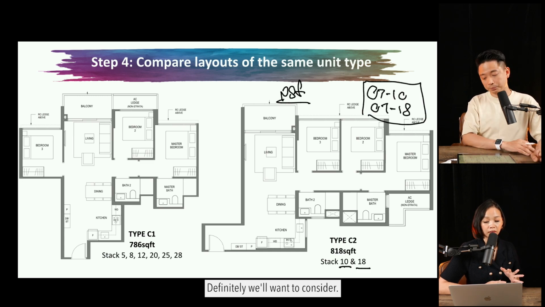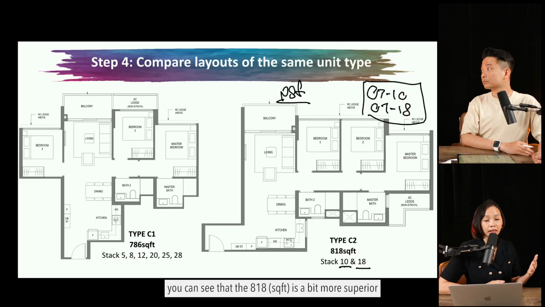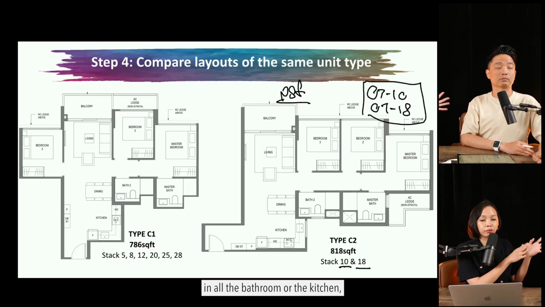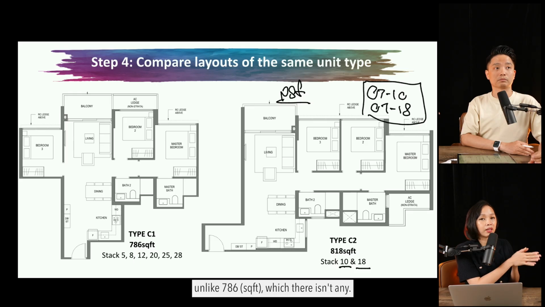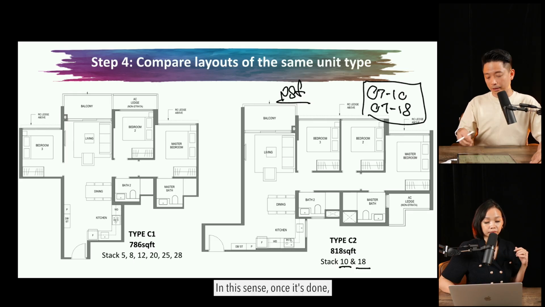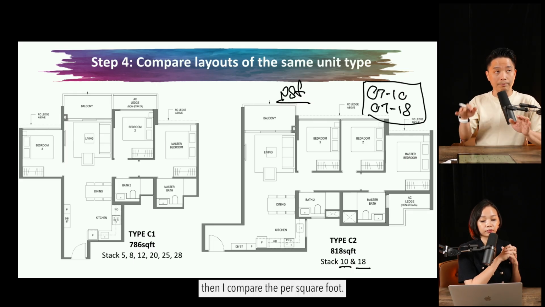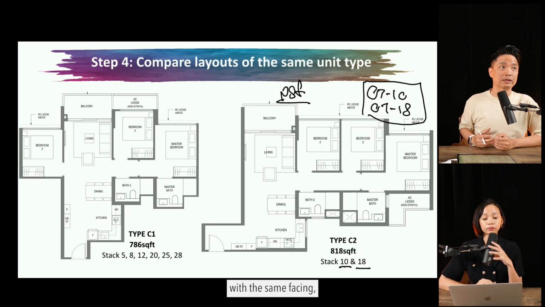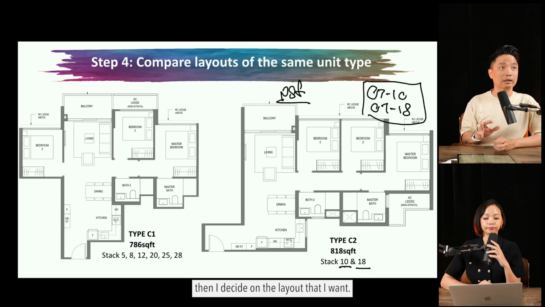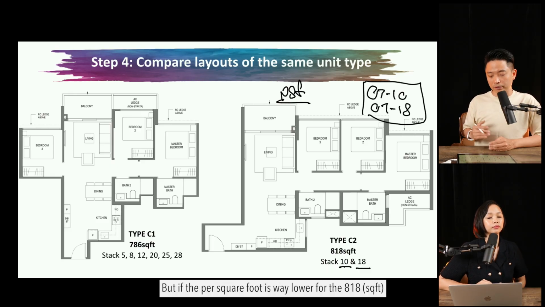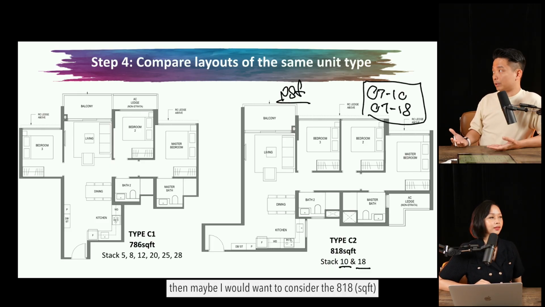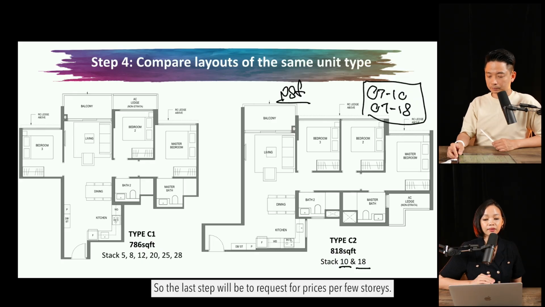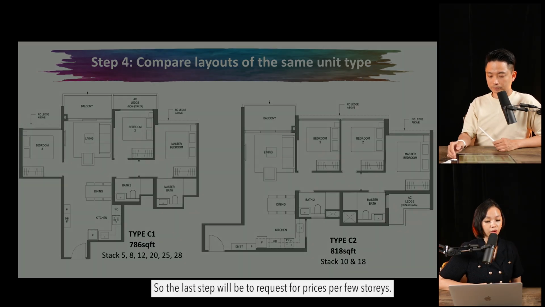Definitely we want to consider, because in this sense you can see that the 818 is a bit more superior, because there are actually windows in all the bathrooms and the kitchen, unlike 786 which doesn't have any. Once it's done, then I compare the per square foot. If the per square foot is at the same price with the same facing, then I decide on the layout that I want. But if the per square foot is way lower for the 818, then maybe I would want to consider 818 more. So the last step will be to request for prices per few stories.